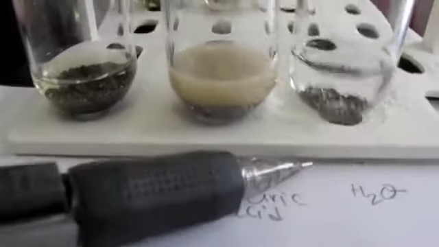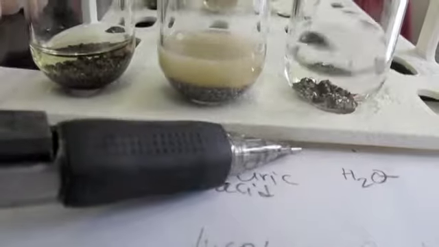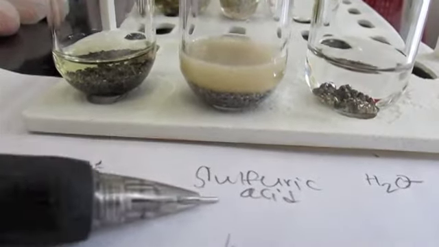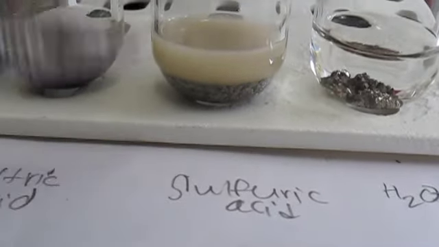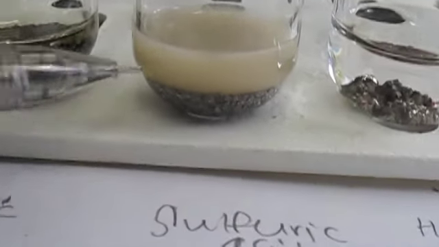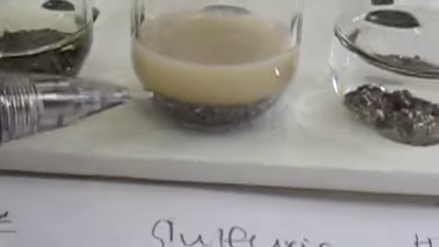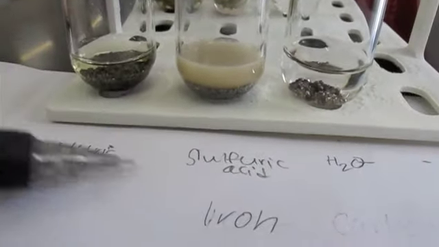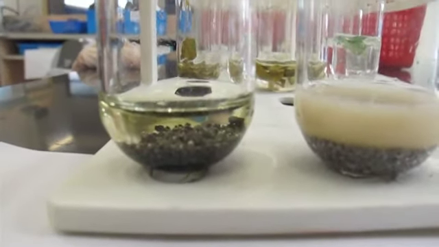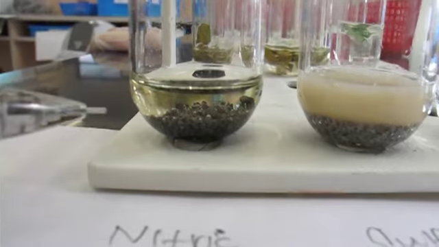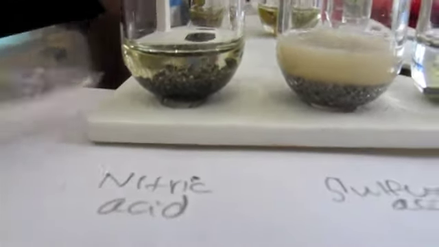So for iron and water, there was no reaction as predicted. And for sulfuric acid, there was a strong reaction, and there's gas emissions from the iron filings, and it seems to be dissolving in the sulfuric acid. For nitric acid, there's a reaction too, and the acid is a little yellow, and there's a little gas.